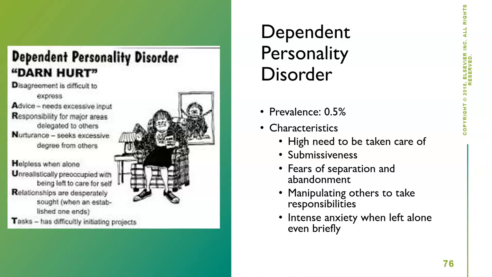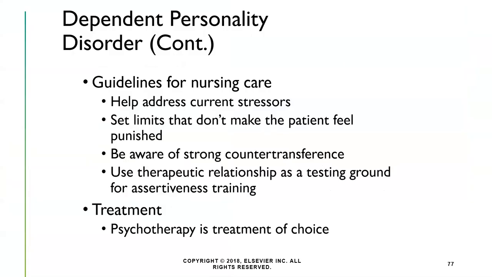We need to encourage them to get a job and be able to make those independent decisions. So guideline for nursing care, look at stressors. Set limits, but don't punish them. Countertransference. So that's when we put those feelings on the patient. If we have someone who really wants someone to take care of them, we have to set that limit and not take care of them.